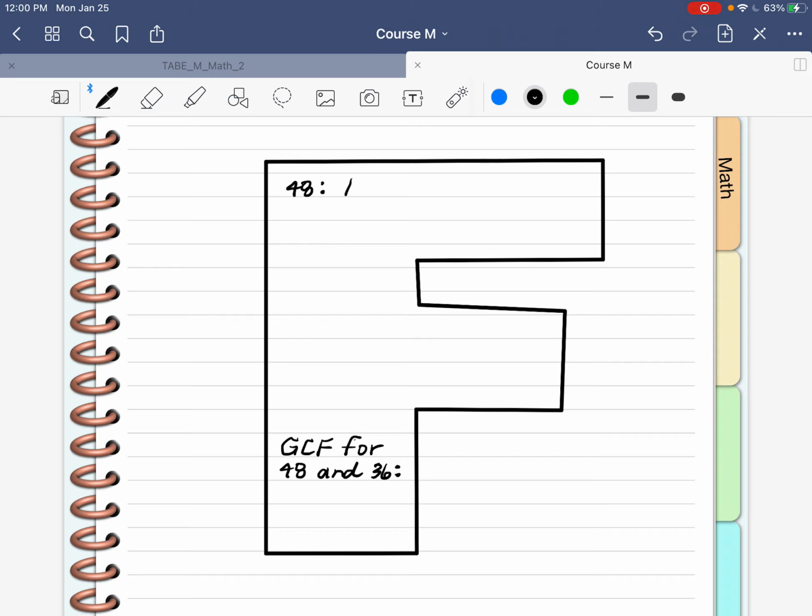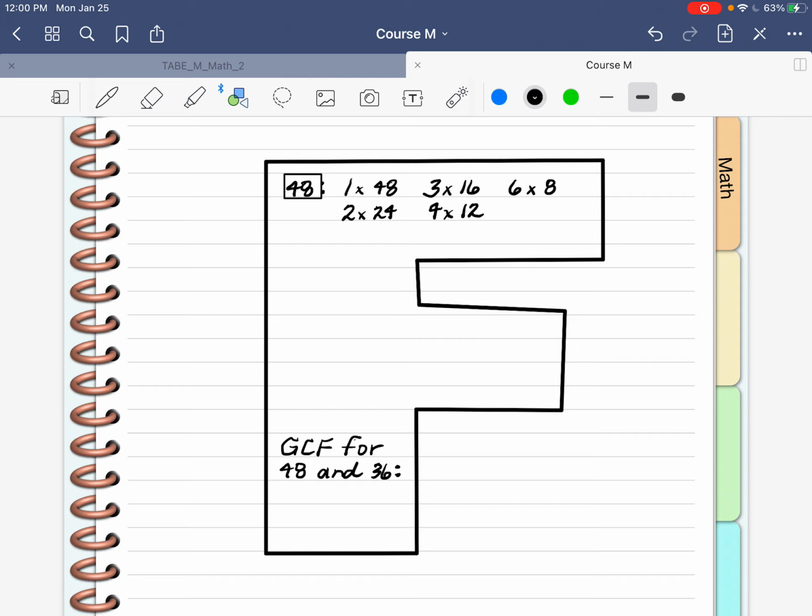So I have 1 times 48, 2 times 24, 3 times 16, 4 times 12, and 6 times 8. So you have your factors for 48 running out that row.